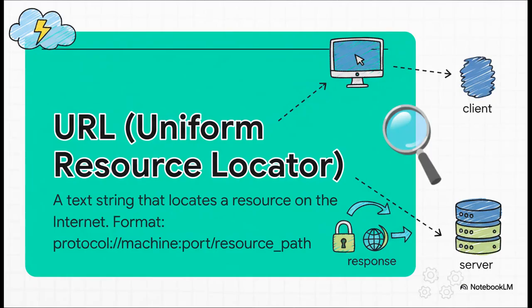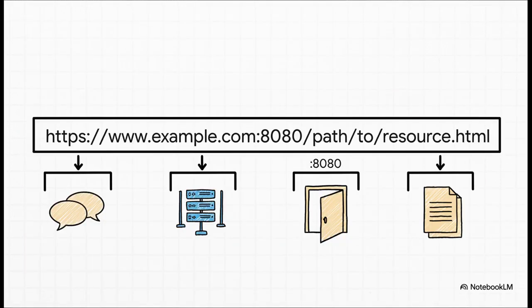Now, for this whole conversation to even start, your browser needs to know where to send the message. And that brings us to the address itself, the URL. The Uniform Resource Locator is the unique address for every single thing on the internet, whether it's a web page, a picture, a video, you name it. And every single one follows this exact structure. So if we break it down, it's got four key parts. First, the protocol, like HTTP, tells the browser what language to speak. Then you've got the machine, which is just the server's name. The port is kind of like a specific doorway on that server. HTTP usually just uses port 80. And last, the resource path points to the exact file you're trying to get.